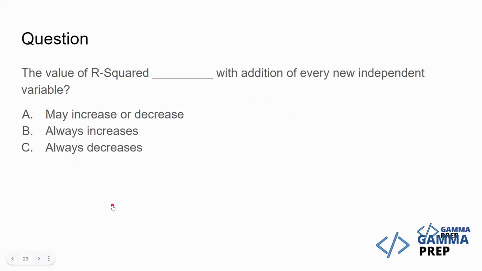Okay, let's move on to the next question. The value of R square with the addition of every independent variable. As the features increase, the value of R square increases. So it always increases. Okay.